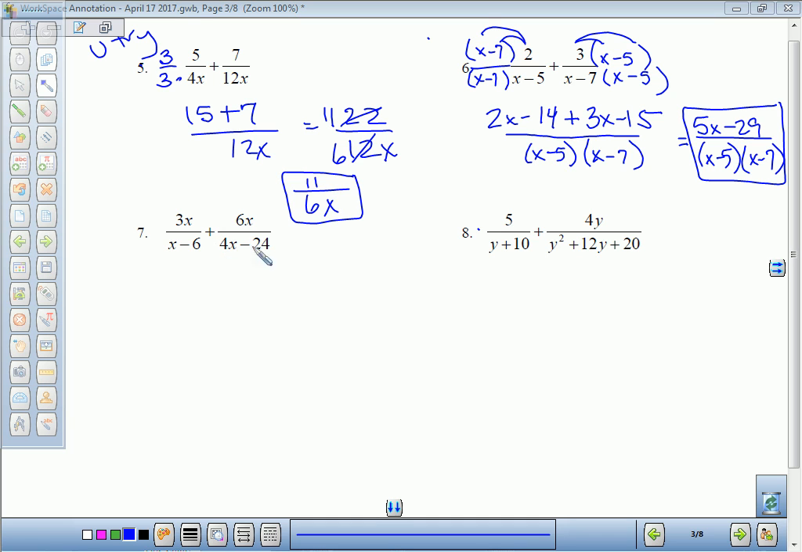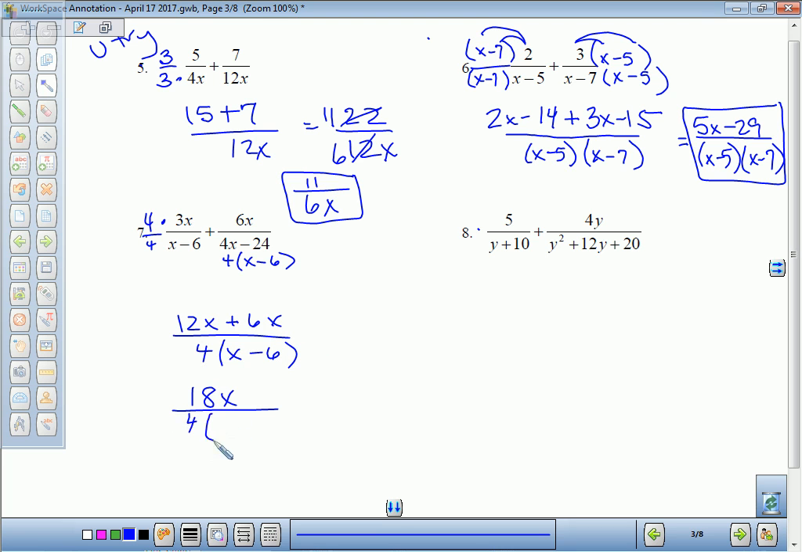So now, this one has a GCF of 4, and so this is easy. What does this numerator get multiplied by? And denominator? 4. Easy. So that gives us 12x plus 6x over 4 times x minus 6. It's going to be something that eventually simplifies.